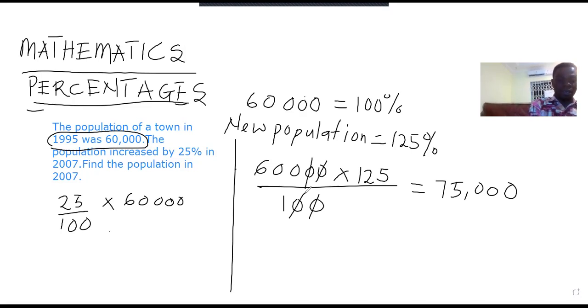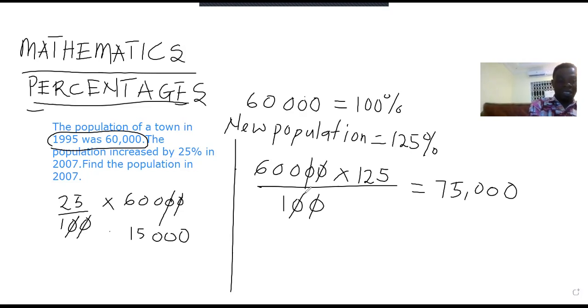Let's do our cancellations. 0 cancels 0, and 25 by 600 gives 15,000. So this is the increase in population, 15,000. There will be a 15,000 increment in the population. Okay, good. So to find the population in 2007, we add 15,000 to 60,000.